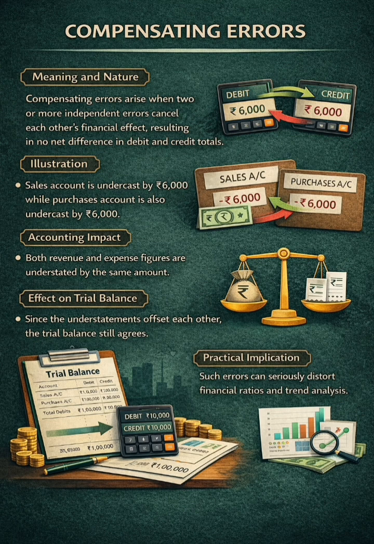Accounting impact. Both revenue and expense figures are understated by the same amount. Effect on trial balance. Since the understatements offset each other, the trial balance still agrees. Practical implication. Such errors can seriously distort financial ratios and trend analysis.